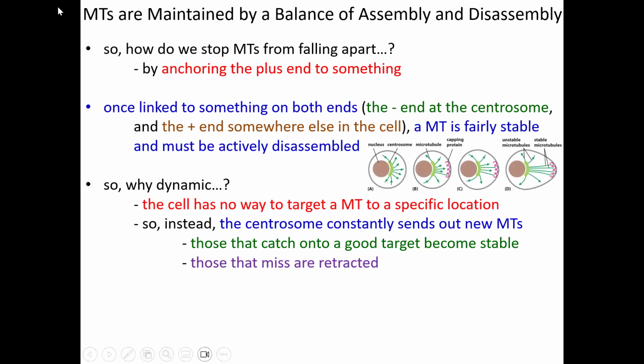Again, here's the nucleus in brown, here's the centrosome. We're throwing out microtubules in every direction, like a blindfolded fisherman or fisherwoman, just putting lines out in every direction of the lake. Most of those microtubules are going to miss because they're being sent out blindly, just as much as those fishing lines aren't going to catch a fish. And those missed microtubules do and should retract back to the centrosome because they didn't attach to anything. But every once in a while, we'll get lucky and a microtubule will hit an actual appropriate target.